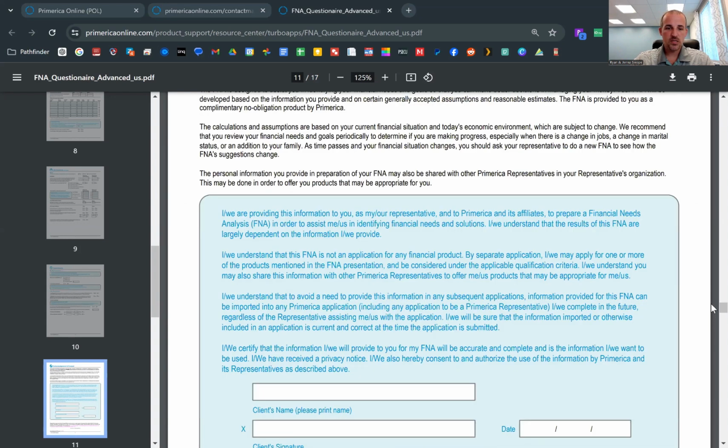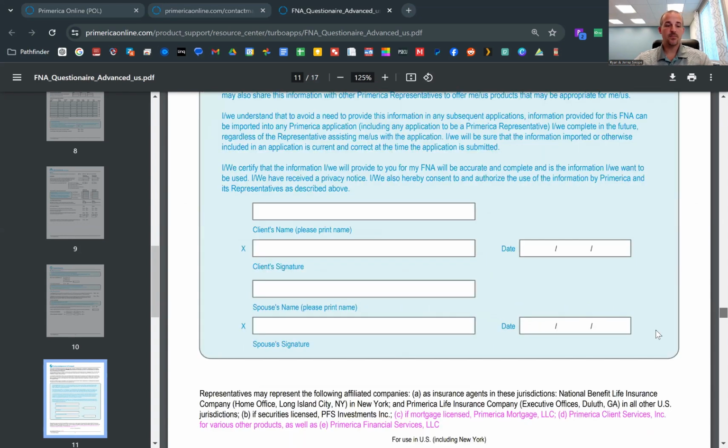You can also do this acknowledgement and consent page. This is literally just them saying, hey, I understand everything I told you was true and accurate, right? Print, sign, date. You print, the spouse prints, signs, and dates as well. And then you can scan this into VBS. That way, most of the time, it's not going to be an issue.